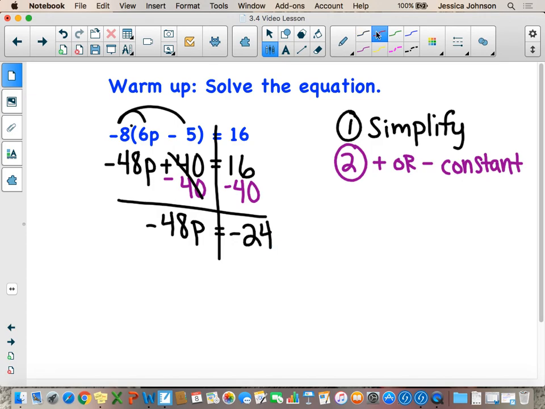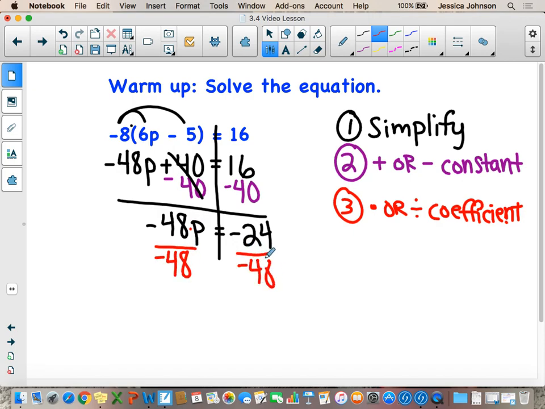Next, I'm going to multiply or divide the coefficient. Coefficient, remember, is the number that's with the variable. So I'm going to divide both sides by negative 48 since it's being multiplied. Okay, when I divide negative 24 by negative 48, that gives me a positive. Maybe you left it as 1/2. If you actually divided it out, you would have gotten 0.5.